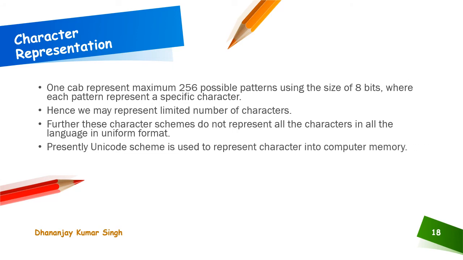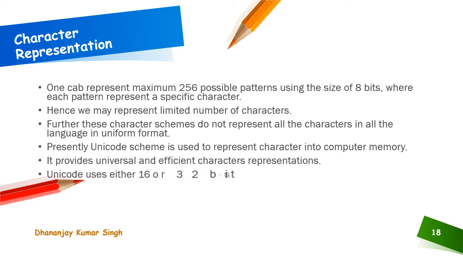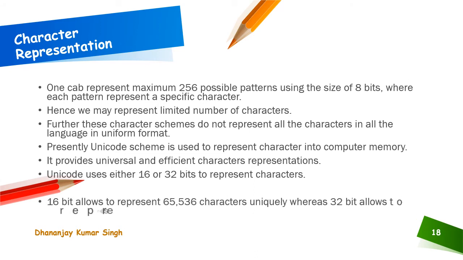Presently, the Unicode scheme is used to represent characters in computer memory. Means nowadays we are using the Unicode scheme. Unicode is a modern technique for representing characters in computer memory. It provides a universal and efficient character representation. Means everywhere the scheme will be applicable. Unicode uses either 16 or 32 bits to represent characters. 16 bits allows us to represent 65,536 characters uniquely, whereas 32 bits allows us to represent more than 1 lakh characters uniquely.